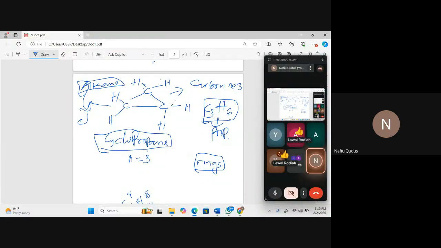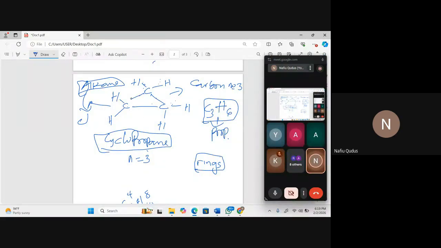So we have C3H6. I understand what you're asking, and I'm going there. Don't worry. It is a carbon to carbon single bond. It belongs to what? Alkane family.